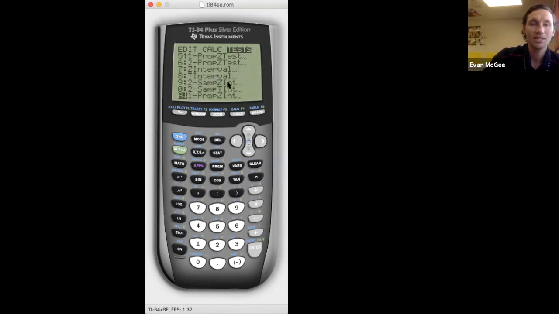So if it ever says z-int or z-test and it doesn't have the word proportion or prop in it, then it's about means. If it's about proportion, it has to have the word prop in it. All right, so that should be a good summary of the different methods of inference in the calculator.